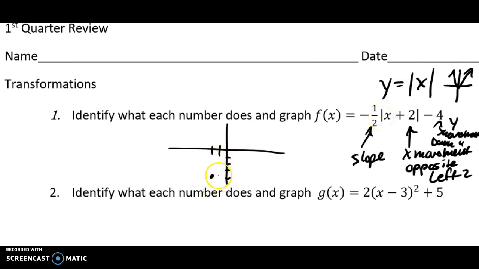So we're going to go down 1/2. Down 1/2. We have that V shape right there. No x-intercepts. We do have a y-intercept though. We have a vertex.